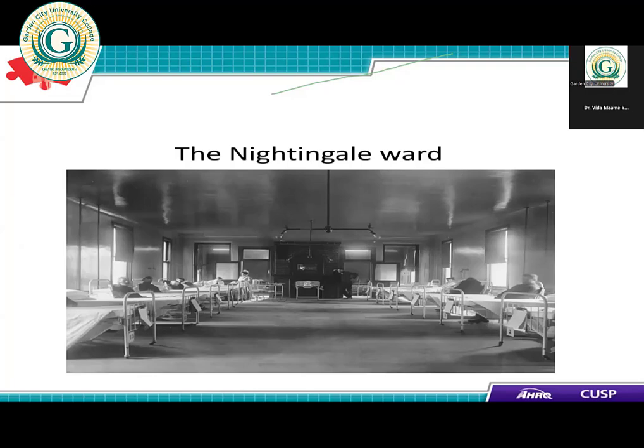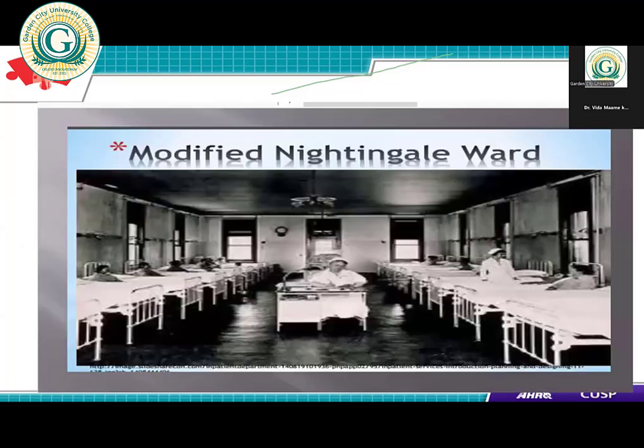So you see the modified one, where we have the nurses station in there. So we have the rectangular shape.